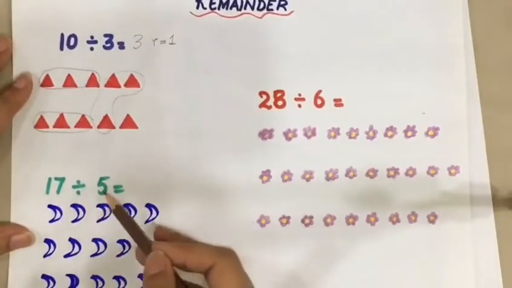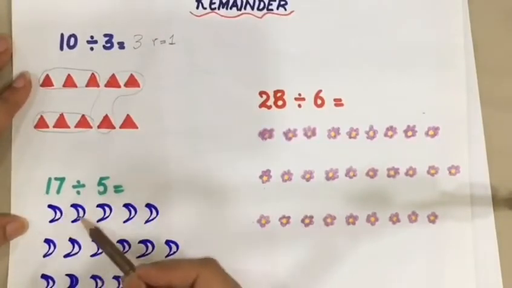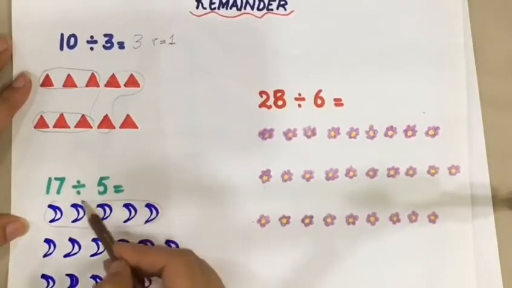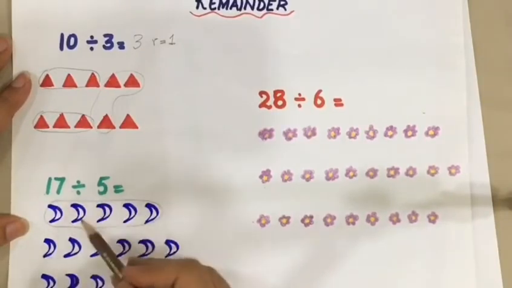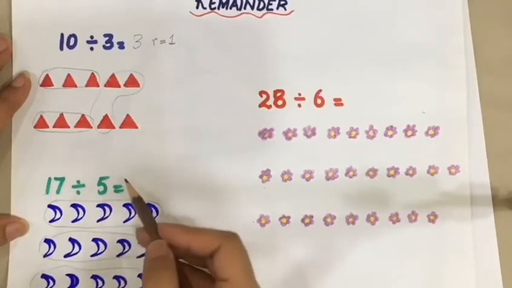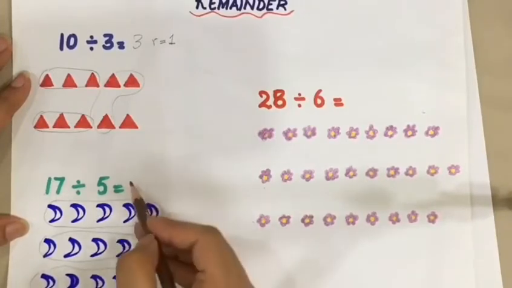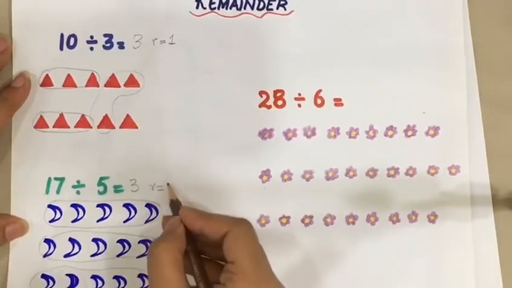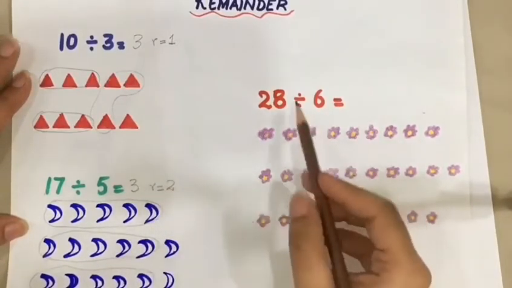Now 17 divided by 5. 1, 2, 3, 4, 5. I am making a group of 5, 5 moons in one group. 1, 2, 3, 4, 5. Again, 1, 2, 3, 4, 5. So I have 3 groups, and how many are left? 2. So those are known as the remainder.